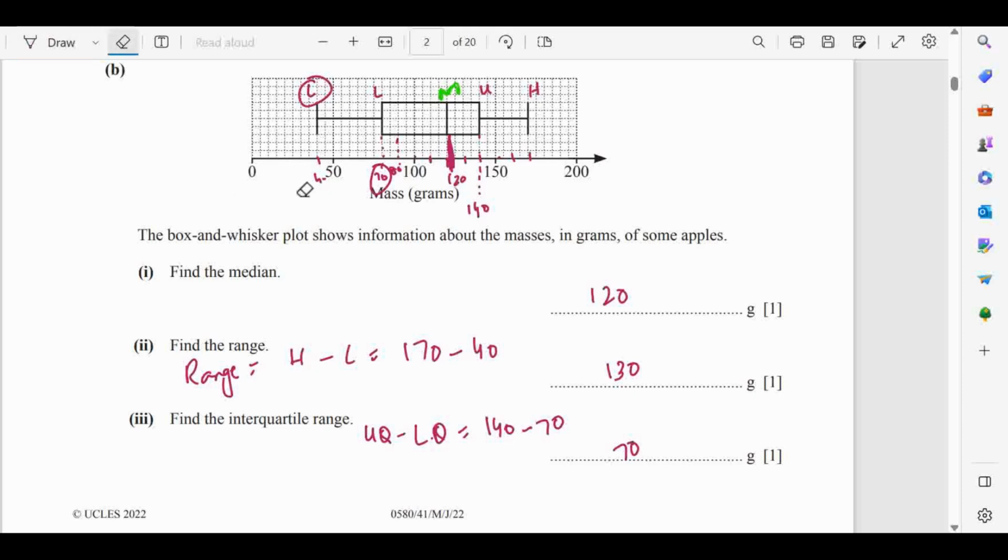There is a slight change over here. This upper quartile is 140, and the lower quartile must be 80, and this must be 90. So this will be equal to 60. This will be the final answer.